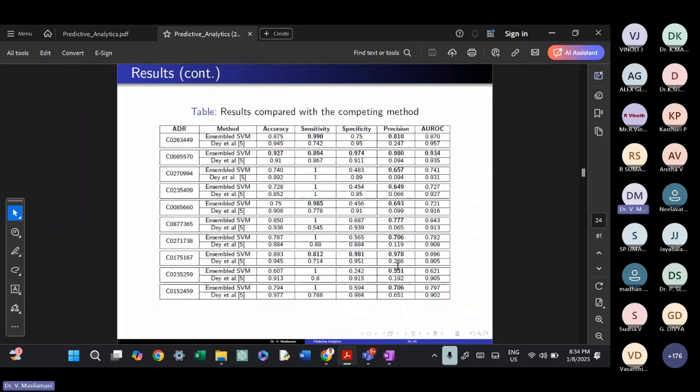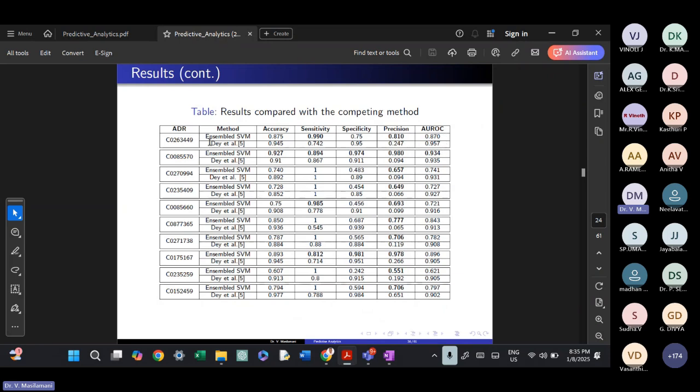When compared with the existing models, the ensemble SVM is the proposed model, and Day et al. gave the best known model in the literature before the advent of ours. You can see that in terms of accuracy, the competing model is better, not our model. In terms of sensitivity, our model is better. In terms of specificity, the existing model is better. In terms of precision, our model is better. And in terms of AROC, their model is better.